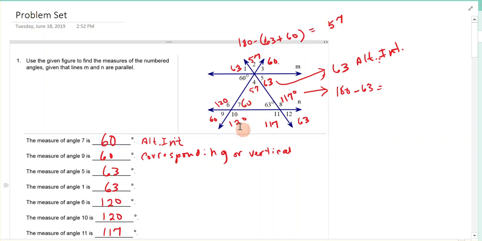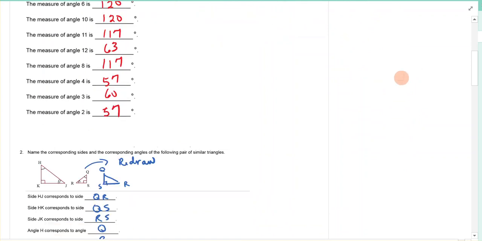Same idea down here. Let's see. Now we figured out all those. Those are vertical. So I think we've gotten them all. And you could go through that pretty slowly if you need to. But that's the idea of what you're doing.